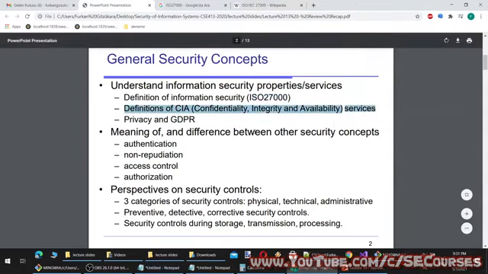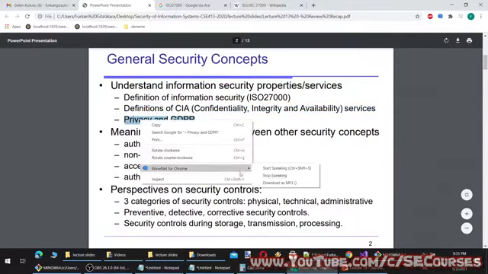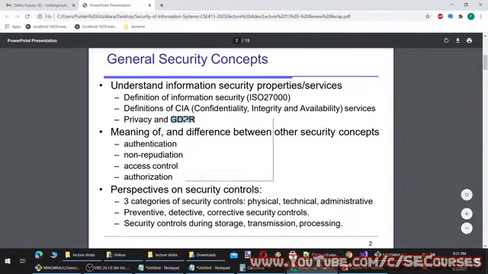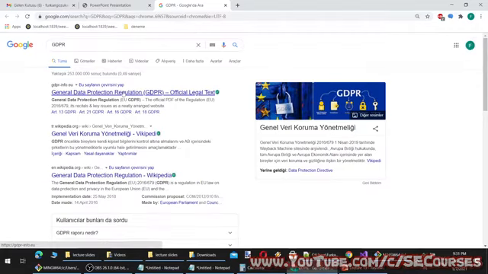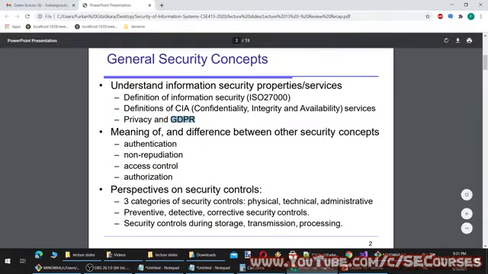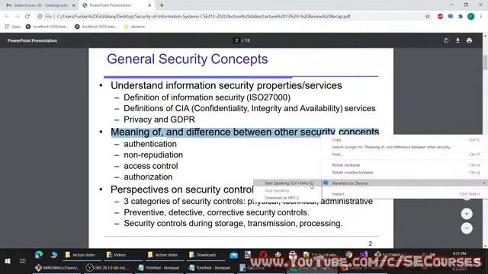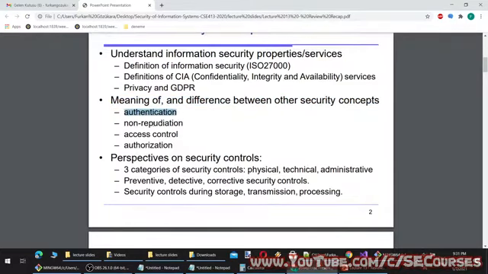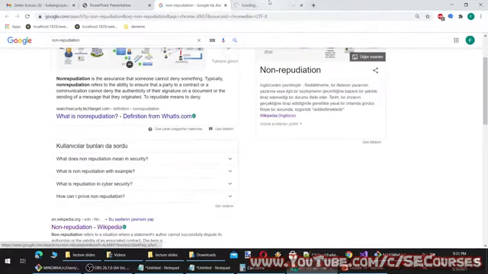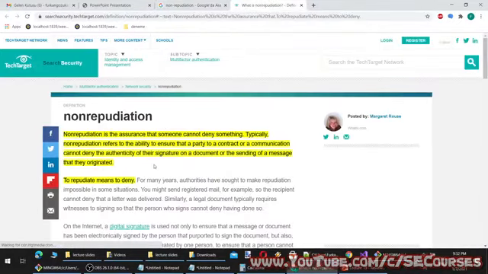Definitions of CIA: confidentiality, integrity and availability, services. Privacy and GDPR. So what was GDPR? It was the General Data Protection Regulation by the European Union. Meaning of, and difference between, other security concepts. Authentication. Non-repudiation. Do you remember non-repudiation? Let's remember it again.